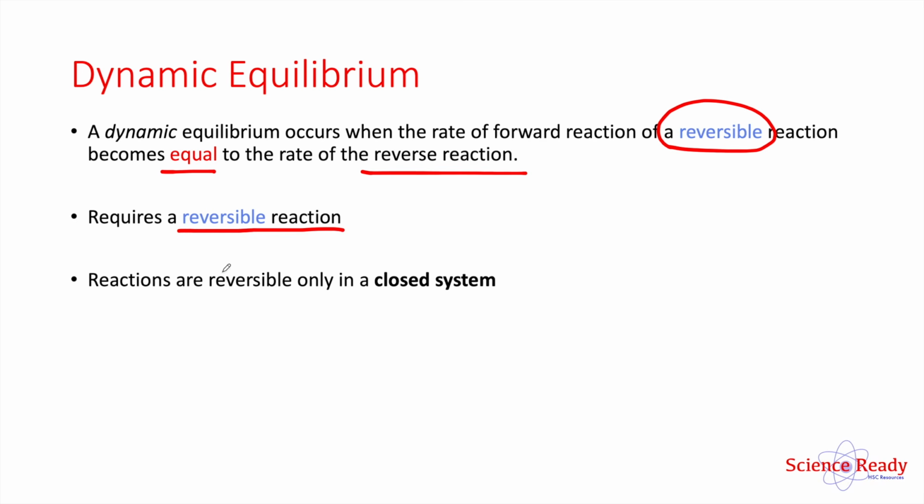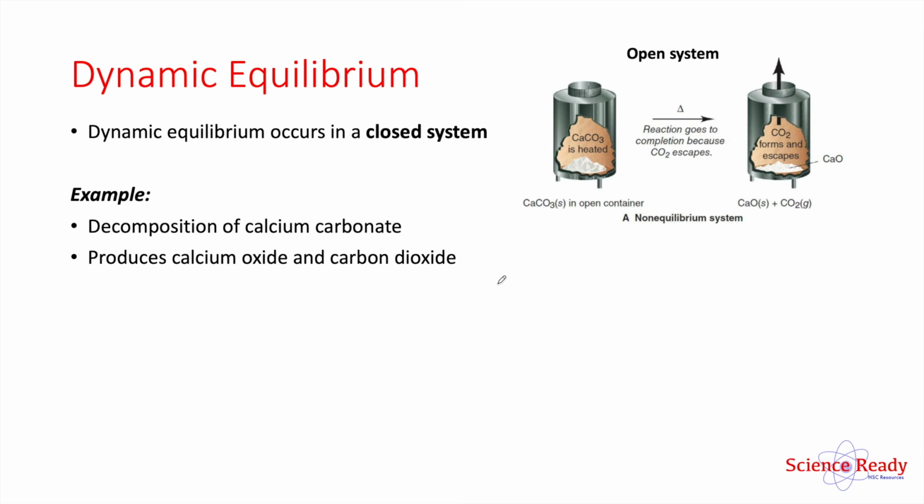Now if you remember, reactions are only reversible if they can occur in a closed system. Let's use an example of the decomposition of calcium carbonate to demonstrate why this is a necessary requirement. So calcium carbonate, when you heat it, it will decompose to produce calcium oxide and carbon dioxide. The carbon dioxide, if it occurs in an open system whereby the container is not sealed, can freely escape the system and lose contact with the calcium oxide.